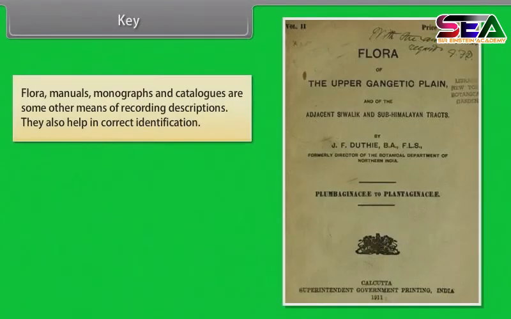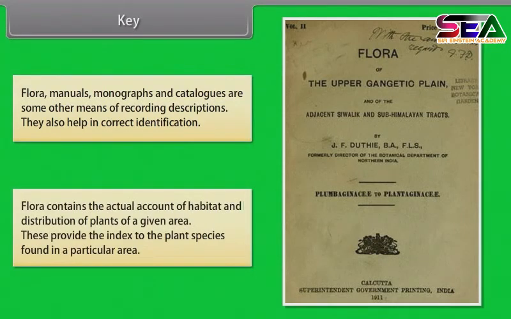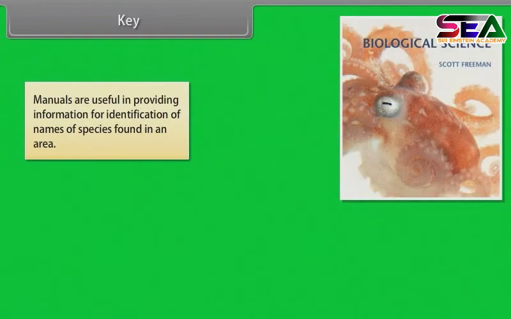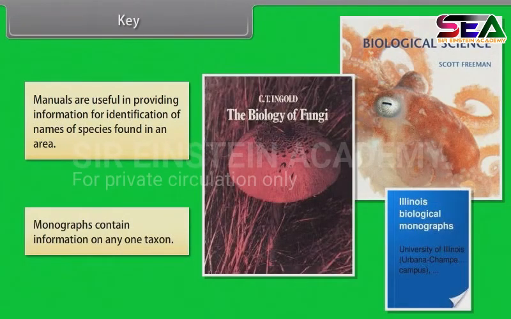Flora, manuals, monographs, and catalogues are some other means of recording descriptions. They also help in correct identification. Flora contains the actual account of habitat and distribution of plants of a given area. These provide the index to the plant species found in a particular area. Manuals are useful in providing information for identification of names of species found in an area. Monographs contain information on any one taxon.